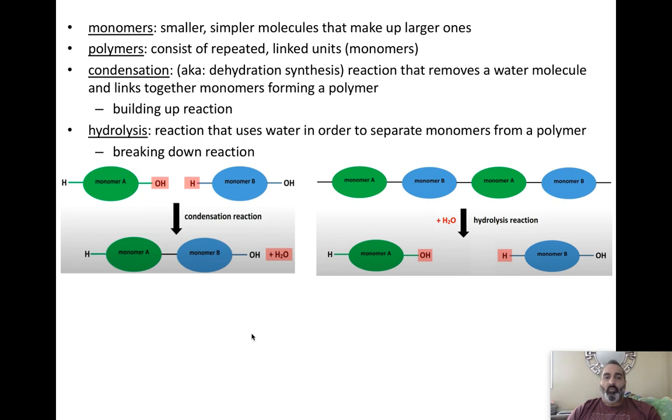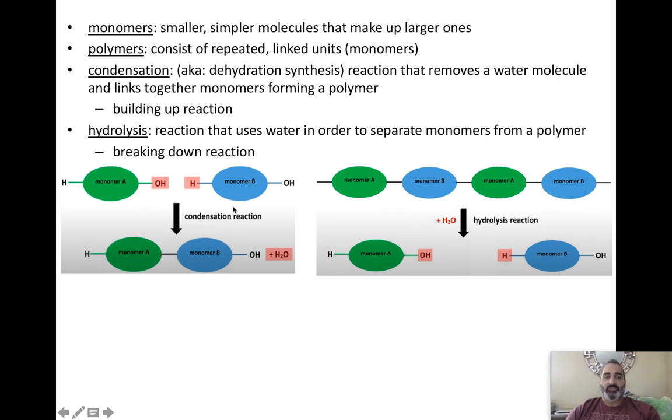Monomers, polymers, what do they mean? Mono means one, poly means many. Mono, one piece. So this is one piece. This is another monomer, a second piece. Okay. You connect a bunch of these monomers, monomer, monomer, monomer, monomer, and you make a polymer. Okay. Two types of reactions.